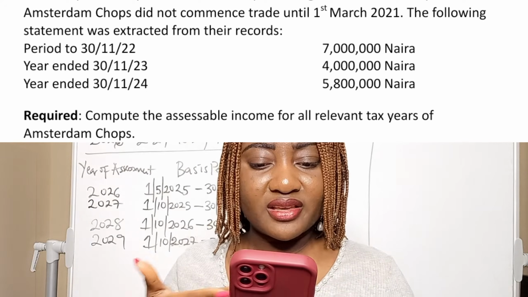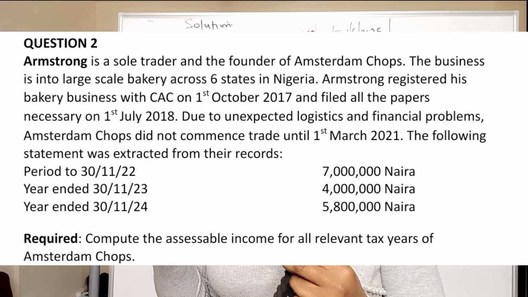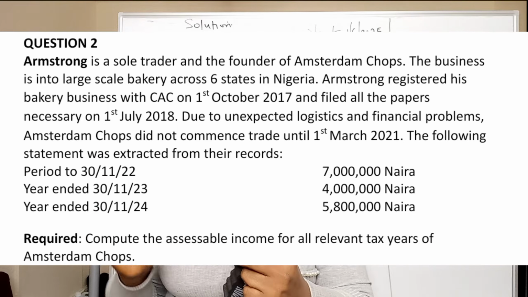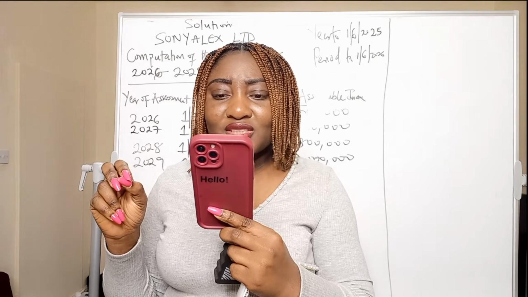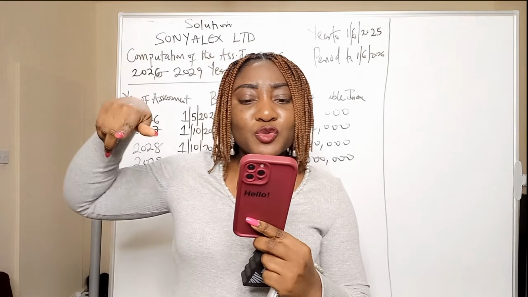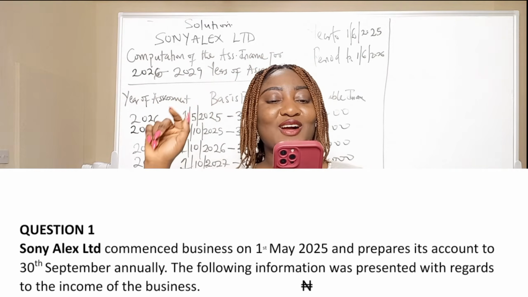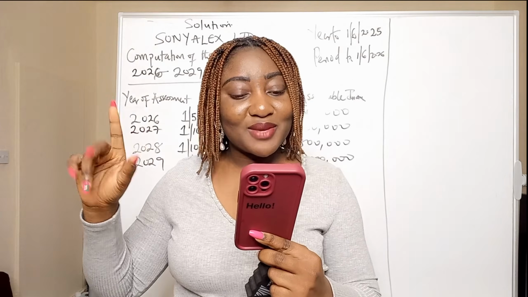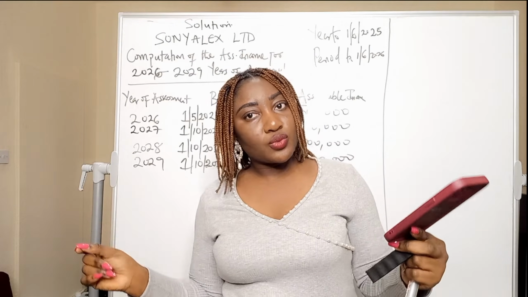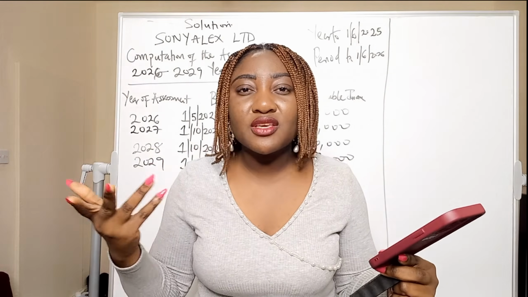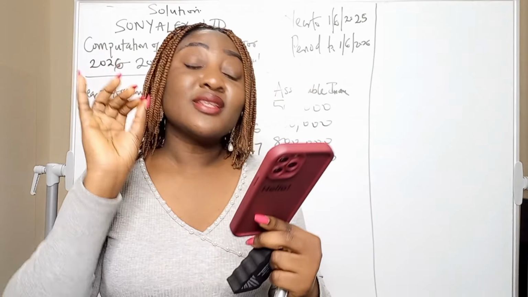What is the accounting year end based on the question? Look for it. Did you see where they said Amsterdam Chops prepares their accounts too? They did not say that, right? But in the previous question, they told you that Sony Alex prepares his account to 30th September annually. But here they didn't give you. But based on the sequence of the examiner, you should know the accounting year end as 30th of November. So there are different corny ways they give you the information, right? So here, the accounting year end is 30th of November.